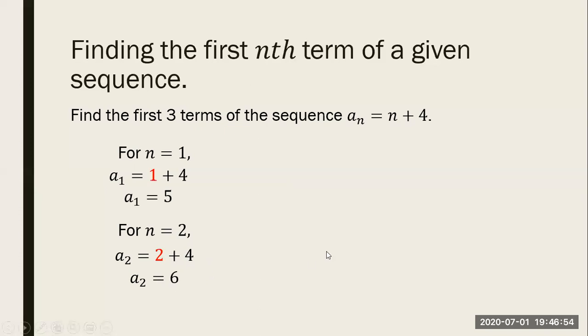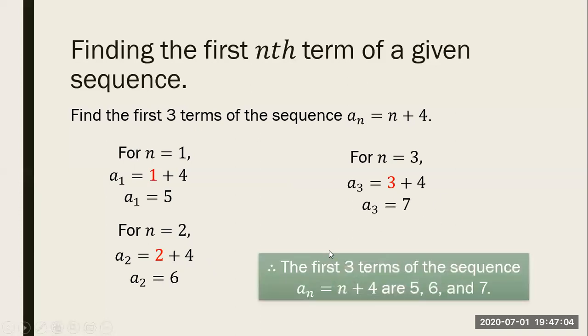second term is 6. For n is equal to 3, we have a sub 3 is equal to 3 plus 4. So a sub 3 is equal to 7. So therefore, the first three terms of the sequence a sub n is equal to n plus 4 are 5, 6, and 7.